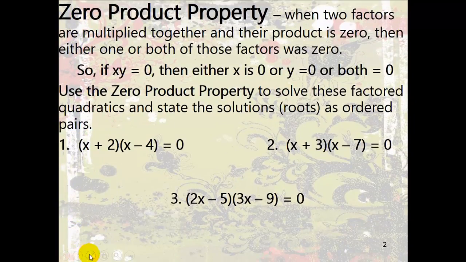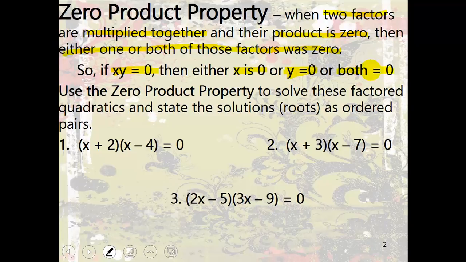The zero product property basically says that if two factors are being multiplied together, and their product is 0, then either one or both of those factors was 0. So think about this. If x times y equals 0, then either x had to be 0 or y had to be 0, or both of them had to be 0. Those are your only choices.